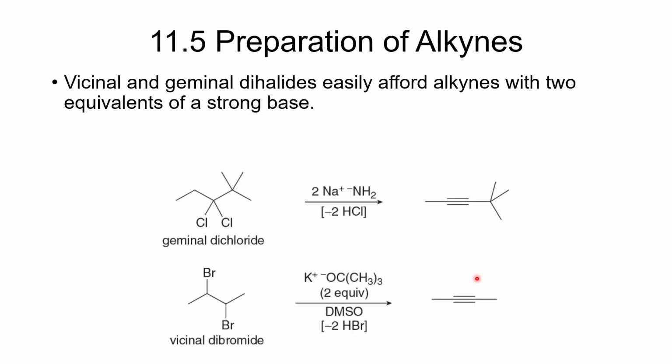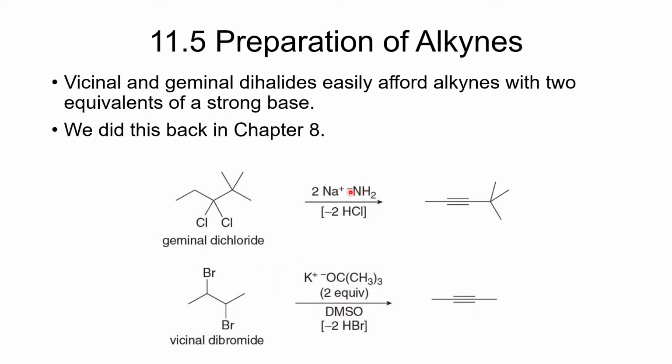All right. So now we want to talk about the preparation of alkynes, and we saw this particular thing back in chapter 8. If we have a vicinal or a geminal dihalide, we can make an alkyne by using two equivalents of a strong base. The two strong bases that we like for this are sodium amide and potassium tert-butoxide with DMSO as a solvent. And you can use either one with either type of dihalide.